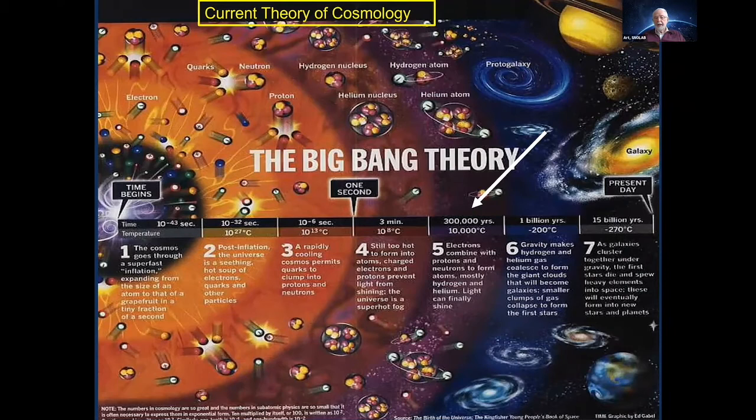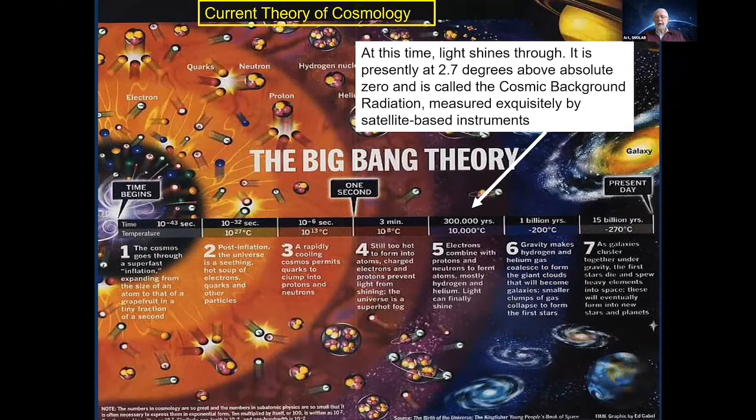After about 3 minutes, we're at the point where those protons and neutrons can form nuclei. After about 300,000 years, you actually have the electrons joining on to form neutral atoms. And finally, at that point, light can shine through. And that has been a very big element of our ability to understand what has happened that leads to this narrative I'm describing to you.